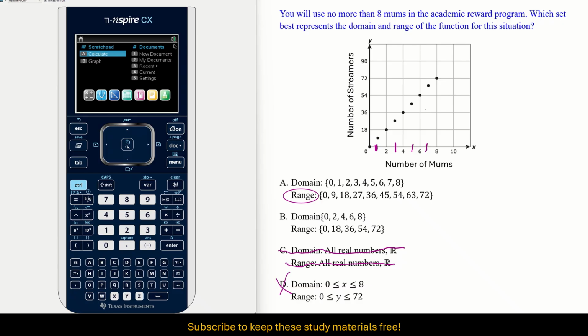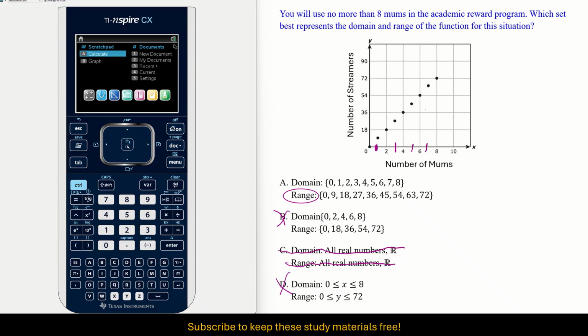Well, option B, the domain is tossing out all the odd numbers, and that's not allowed. We need 1 and 3 and 5 and 7 mums. We're not cutting out half of the mums or tossing half the mums in the trash. We're giving away 8 of them in this academic reward program. Obviously, the students have done something good and they're getting their reward. So let's get rid of B. Now we're down to A.